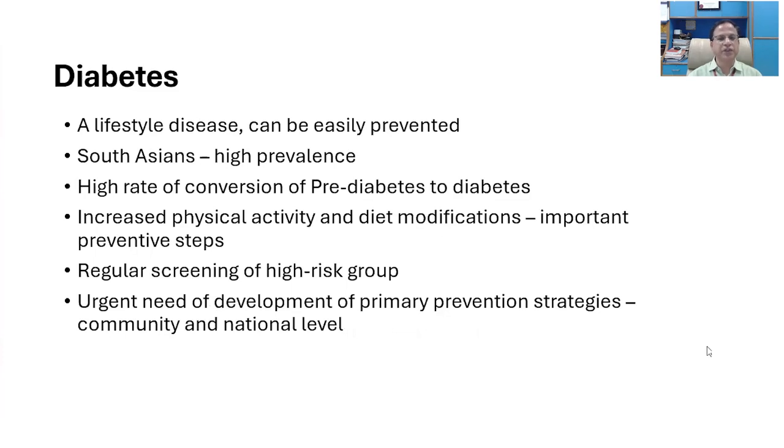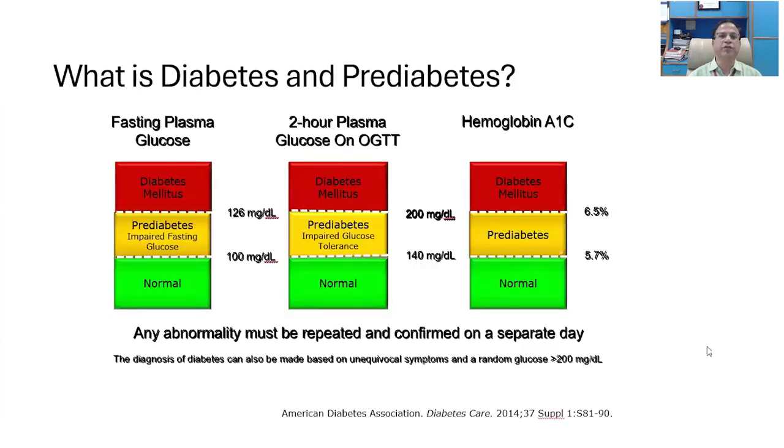And we South Asians have a high prevalence, not only India, but the same high prevalence is also shared by Bangladesh, Pakistan, Malaysia, Indonesia, Nepal. All these countries share a high prevalence of diabetes, and a high rate of conversion from pre-diabetes to diabetes. And important preventive steps, as we discussed, are increased physical activity and dietary modification.